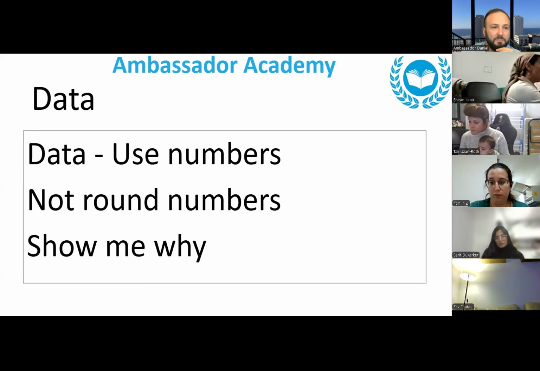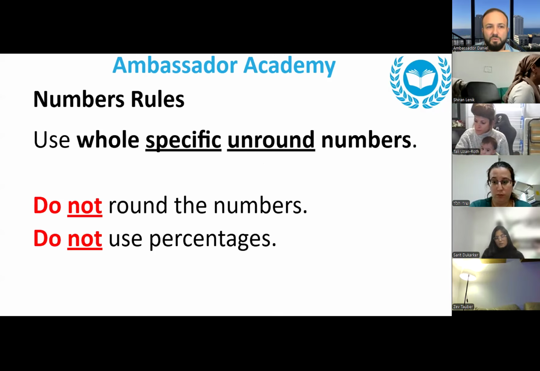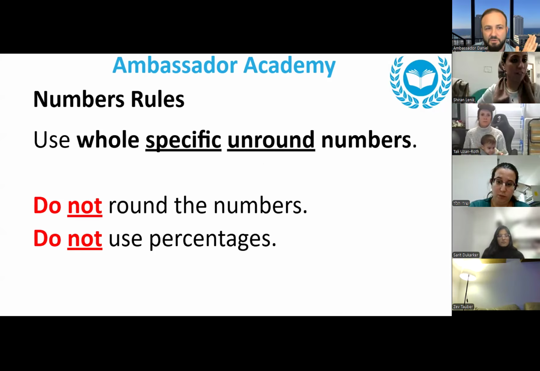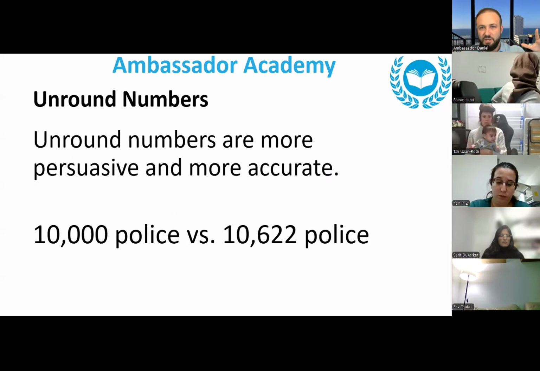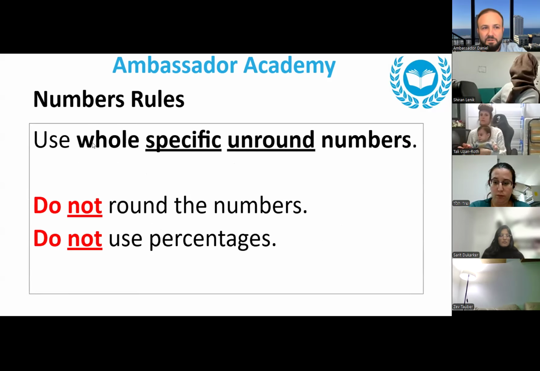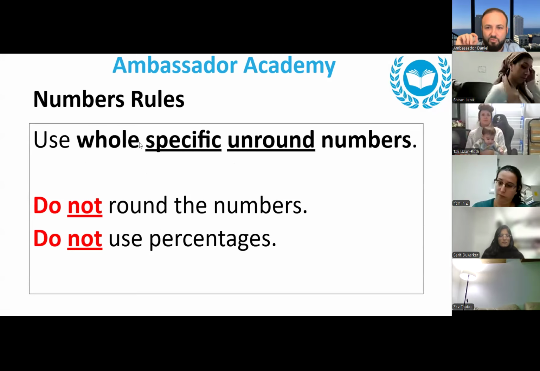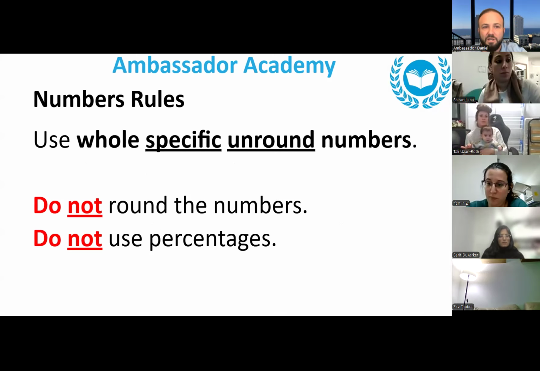Now, first of all, the number rules is to use specific unround numbers and do not use the round numbers and do not use percentages. And I'm going to quickly tell you why. So, unround numbers. For whoever does a Model UN class with me, this is also part of what I teach there for the same reason. Specific, whole means no decimals, no 0.3, 0.5, but you want to use specific and unround numbers.